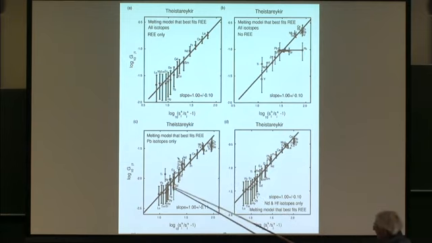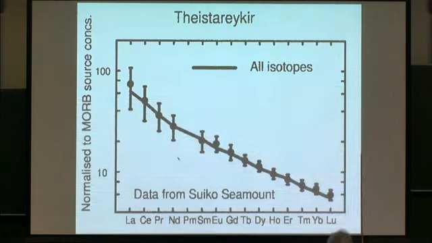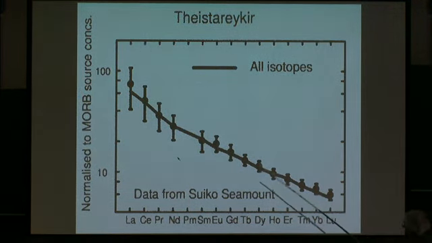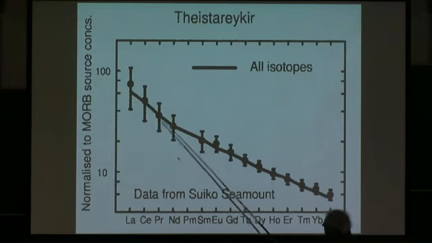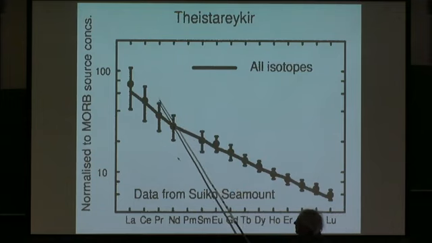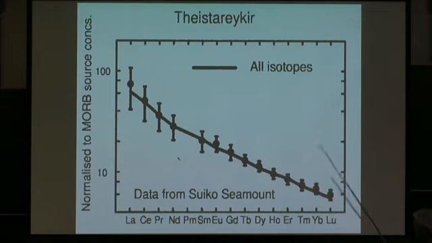Here are different ones. This is using just the lead isotopes, and this is just neodymium and hafnium. And as you'll see in a minute, they all produce essentially the same behavior. And here then is the result of doing all that, compared with the observations. This is the melting model got from Thessaloniki, compared with the observed concentrations from Sweco seamount. And you can see the fit. It looks as if it's a fudge, but it isn't.